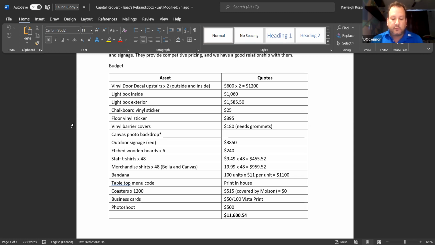New staff shirts. New shirts for merchandising. We should get about 48 of those. A promotional photo shoot. Tabletop menus. It'll give us a new look on social media for new promotions based on the relaunch. We're also going to get some etched wood cutting boards with the new logo on them, and logoed bandanas for the staff, also for merchandising.